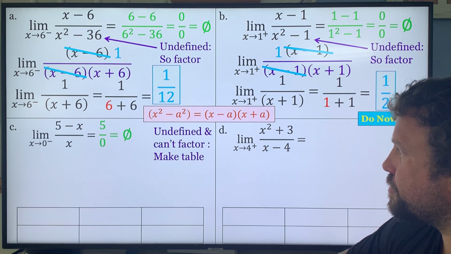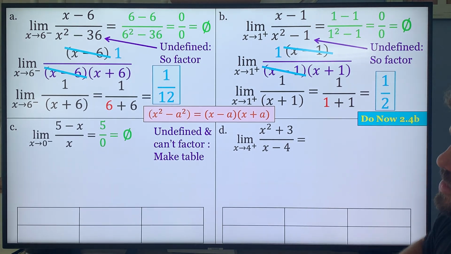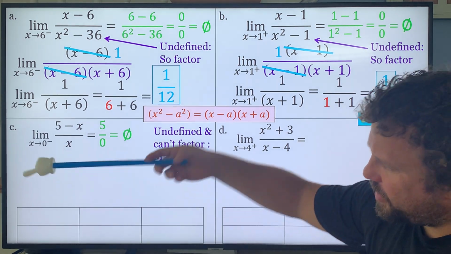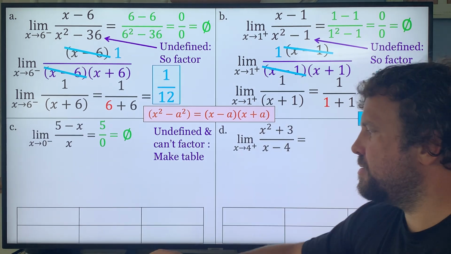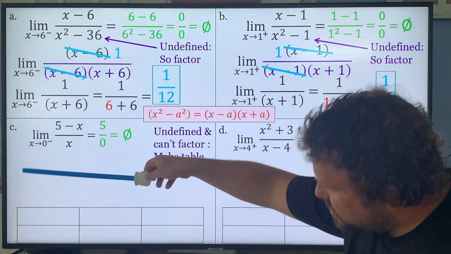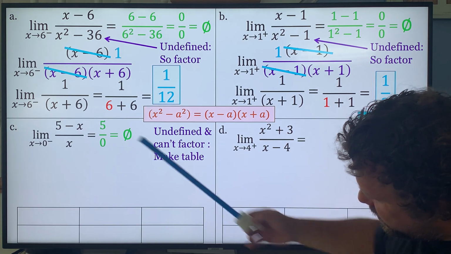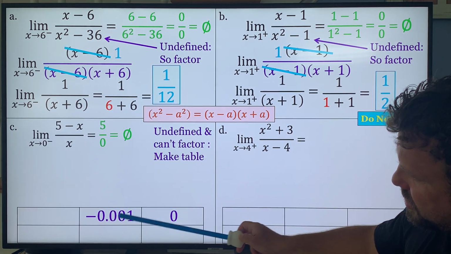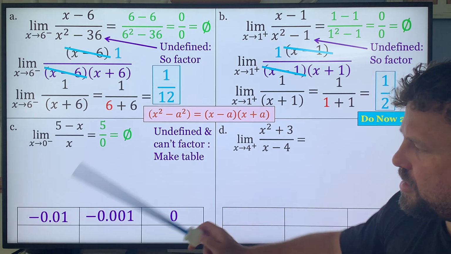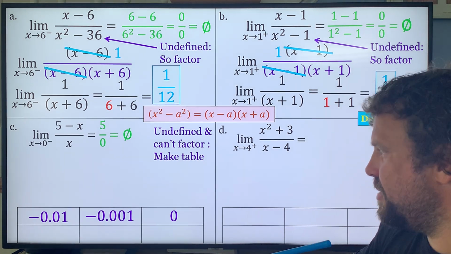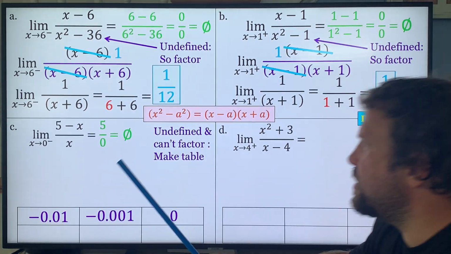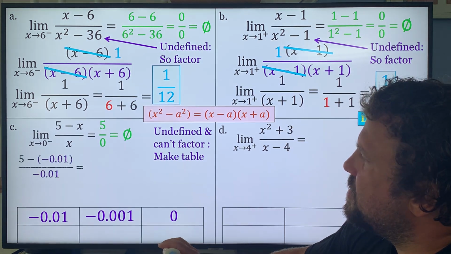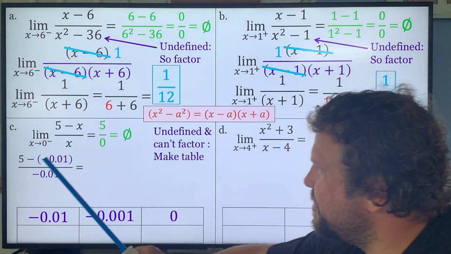Make the table. Now, 0 from the negative means we're coming to 0 from this direction, right? So we're going to end up at 0 here. So we subtract 1,000, so we end up at 0. Subtract 1,000. Subtract the 100th. You really only have to make 2 of them to see what you're going towards. So let's plug in something. Let's plug in 1,000. Let's plug in 100.